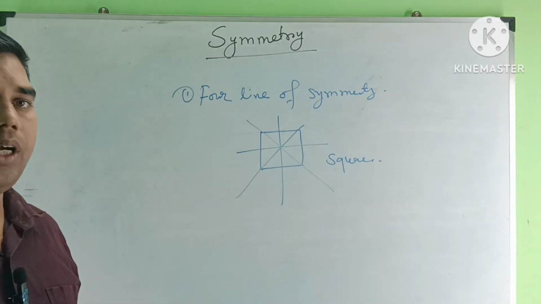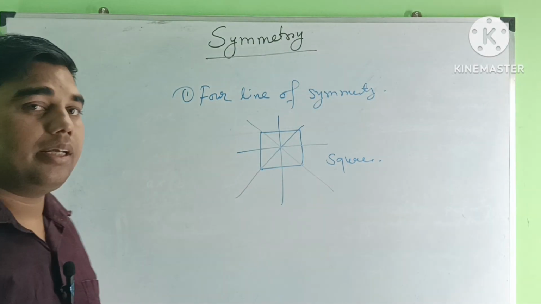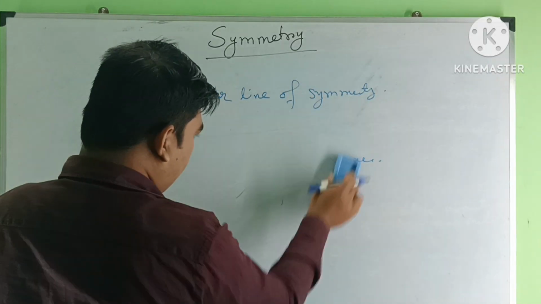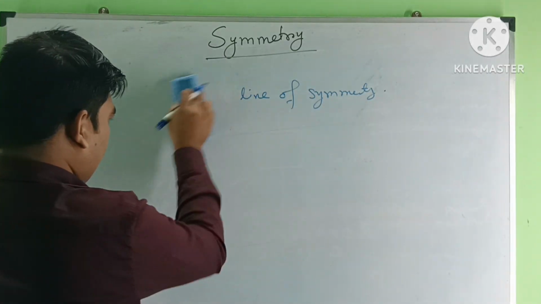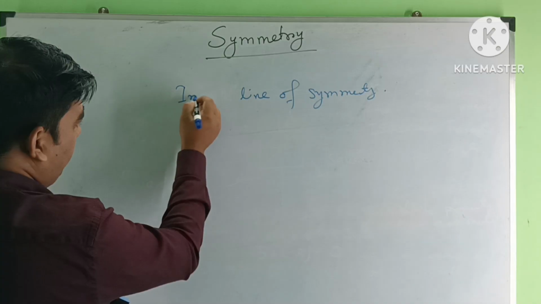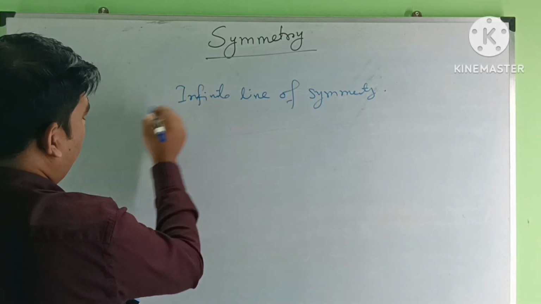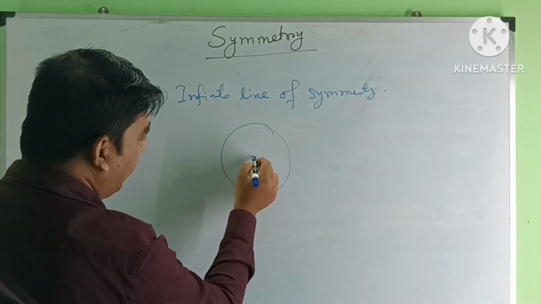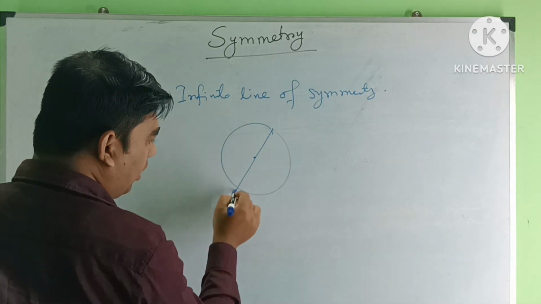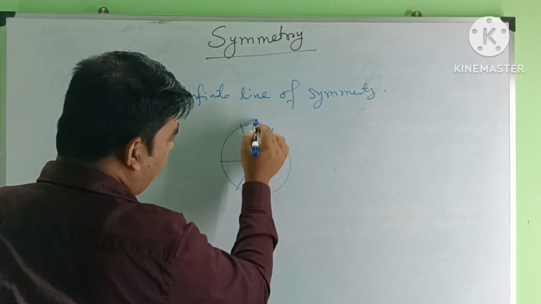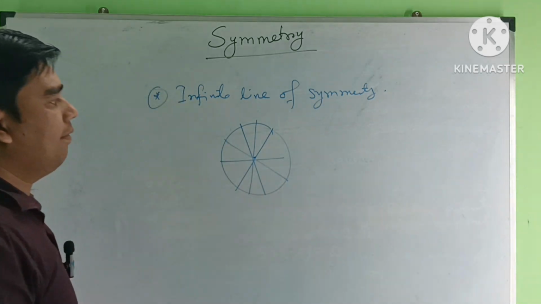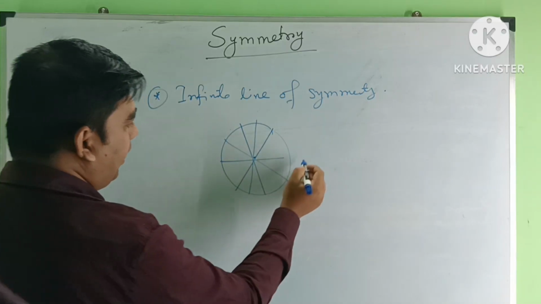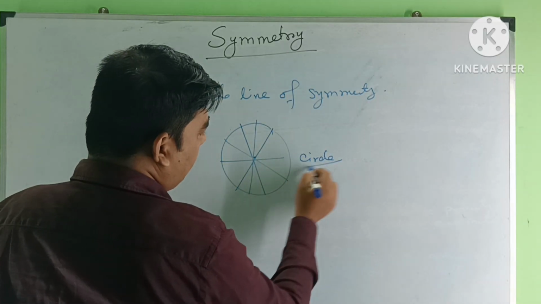Clear? Suppose a question is given: draw a picture with an infinite number of lines of symmetry. How do you draw an infinite number of lines of symmetry? A very interesting and important question. Infinite. So you draw a circle. Here is a point, the center of the circle. So you draw infinite lines of symmetry. Clear? So an infinite number of lines of symmetry, for example a circle.